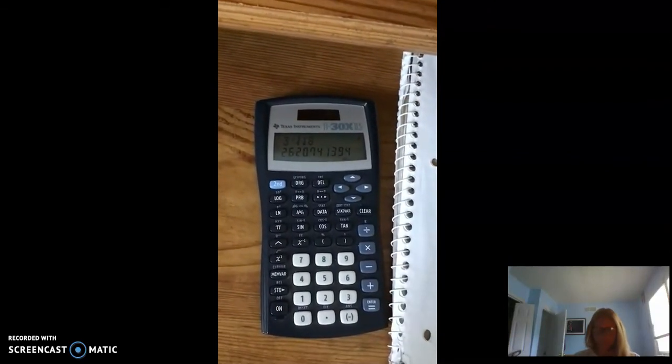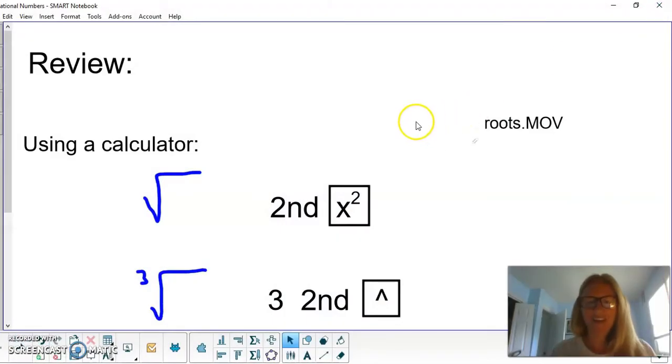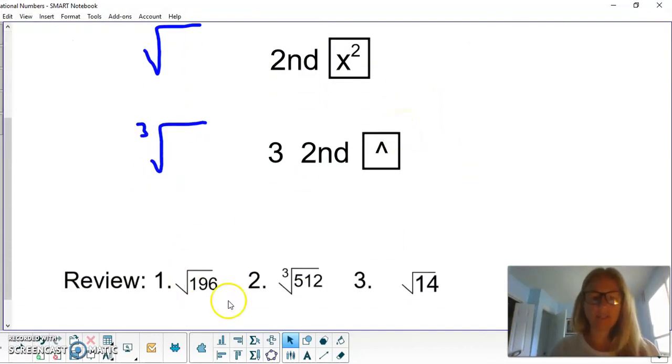Okay, so those are the 2 functions you need to know. So informative, huh? All right, so that's a review. What you're going to do is go into your next slide and just practice putting these in a calculator. If you have to round, you can go ahead and round to the nearest tenth or hundredth. Okay.